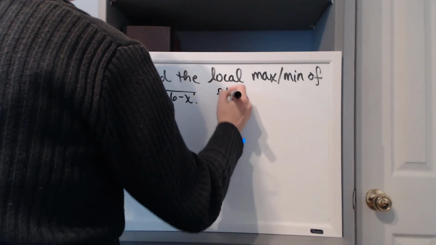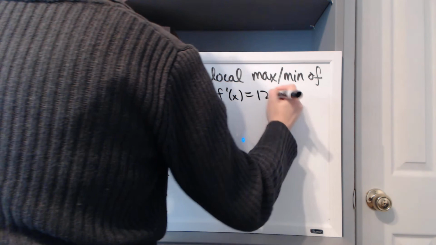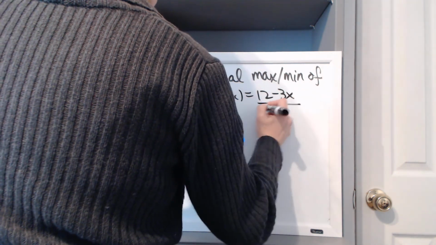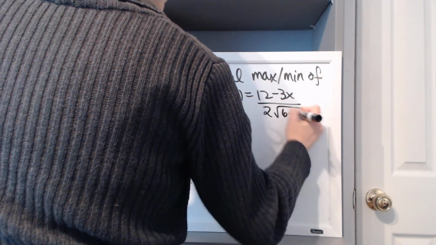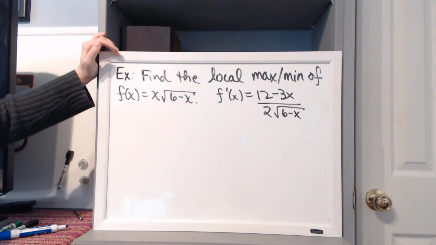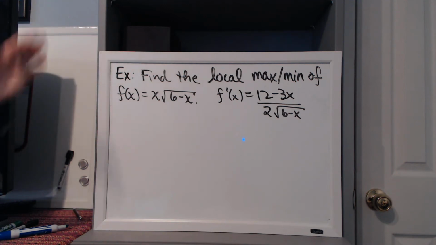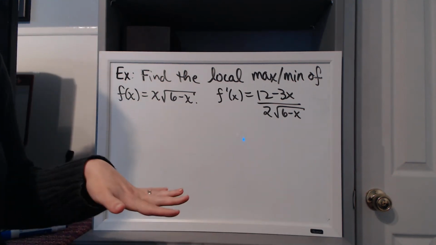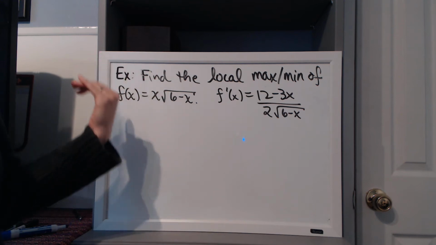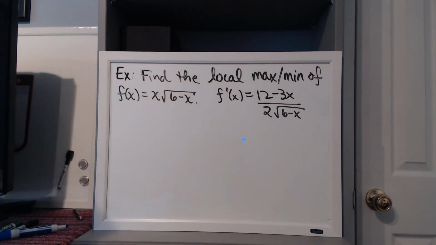So we have f prime of x is 12 minus 3x over 2 times the square root of 6 minus x. Now, we're going to use the critical numbers, so that's where f prime is 0 or where it does not exist, in order to break up the number line to test positive and negative.